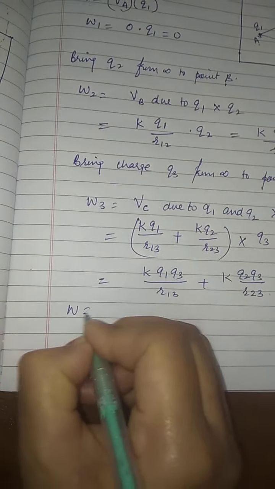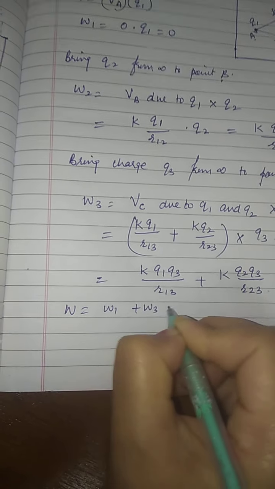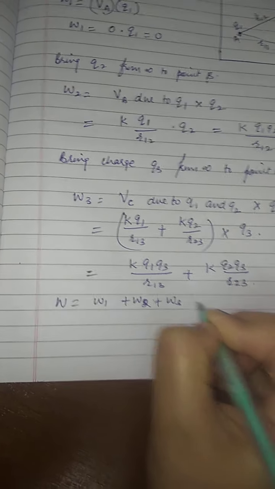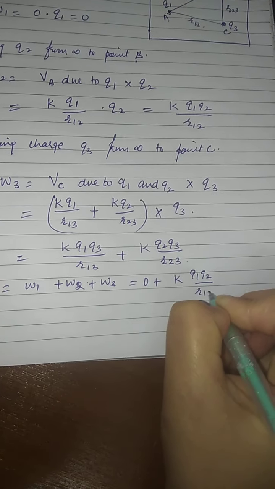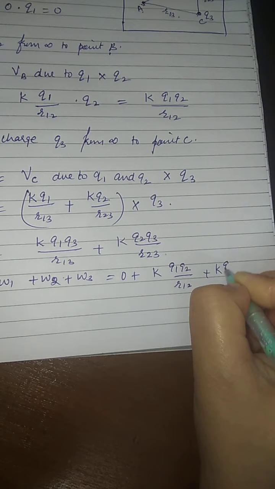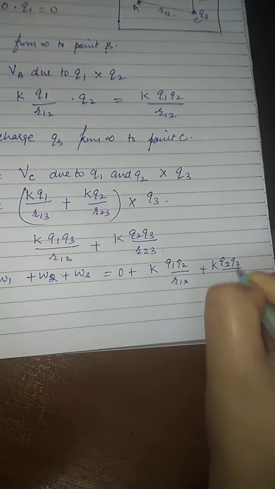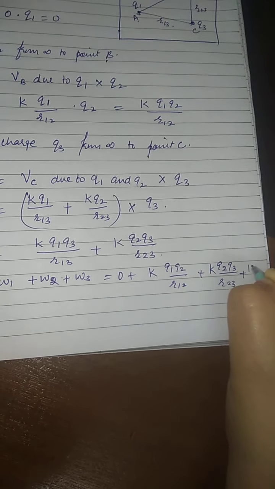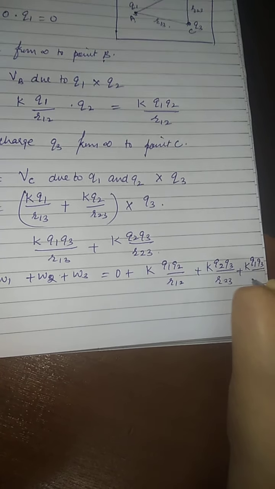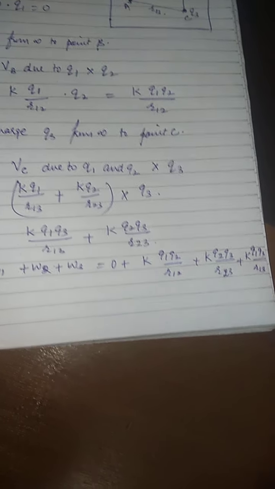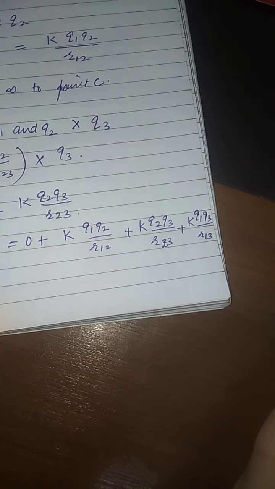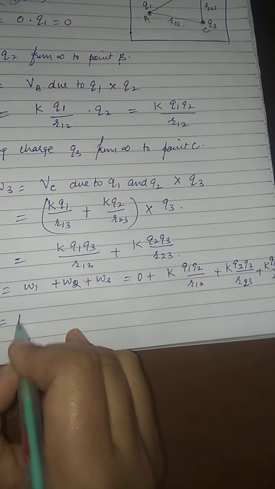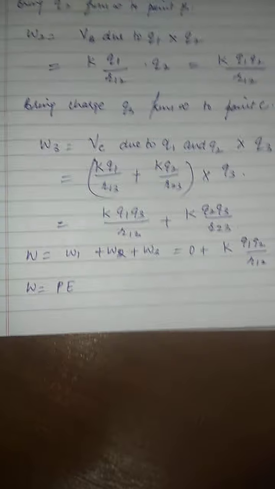So total work done would be the sum of all these three works, that is 0 plus K Q1 Q2 over R12 plus K Q2 Q3 over R23 plus K Q1 Q3 over R13. So this is the total work done in bringing the three charges from infinity to the system. So this work done will be stored in the system as its potential energy.